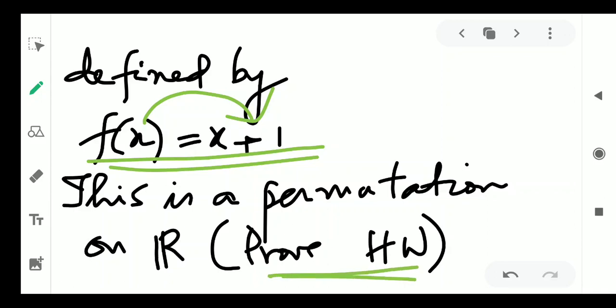You have to first prove that it's a well-defined function. Second, you have to prove that it's 1-1. Third, you have to prove that it's onto. Okay, that's an exercise for you.